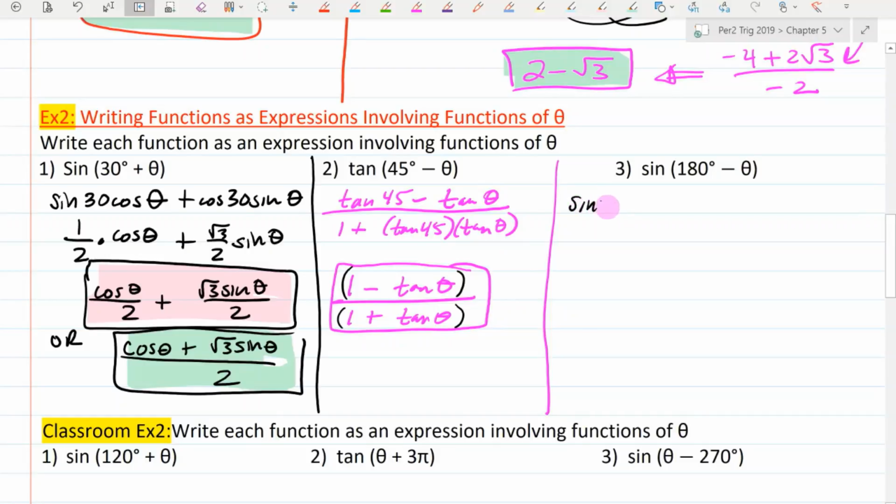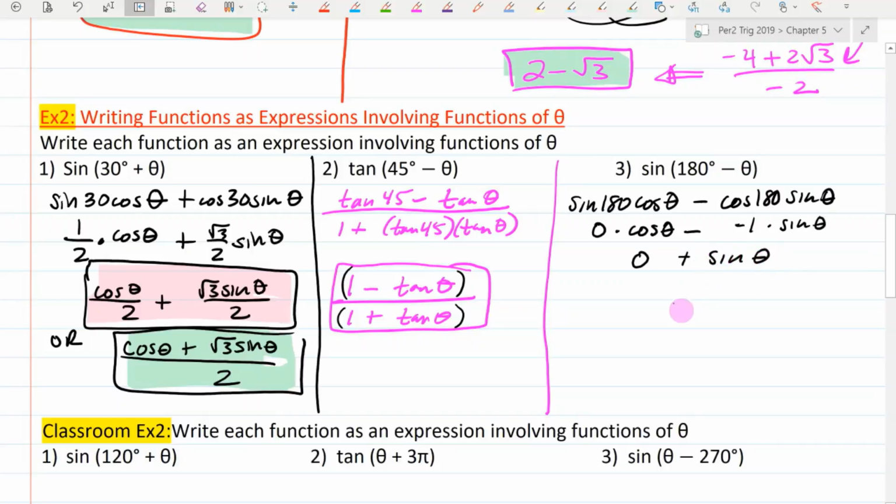For this one, sine of 180 cosine theta minus cosine of 180 sine theta. Sine of 180 is 0. Cosine of 180 is negative 1. So this is 0 plus sine theta, so that's sine theta. All right, so that's what happens when you try to write a function as an expression when we have theta and then one of the numbers on either the x or the y-axis usually. Okay, you guys go ahead and try the next three, please.